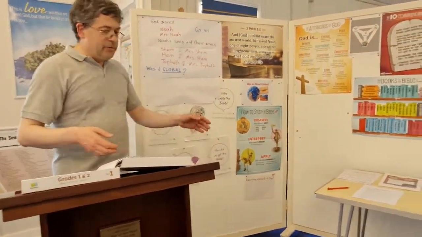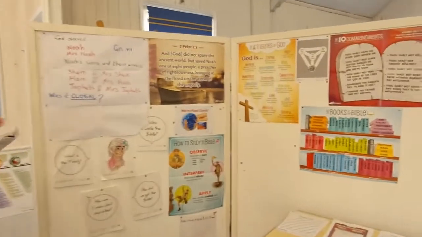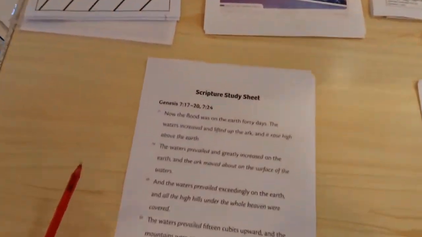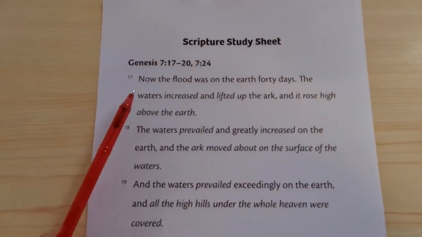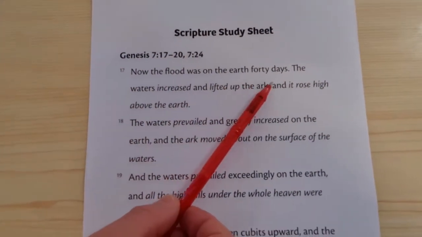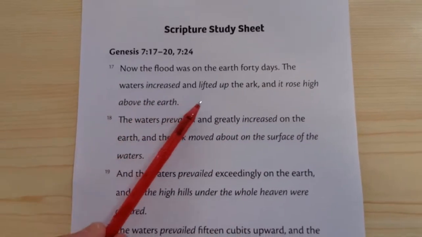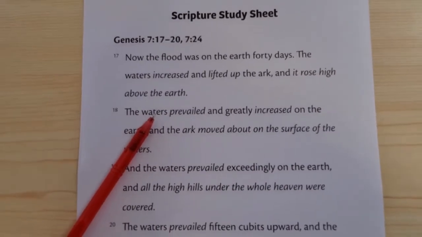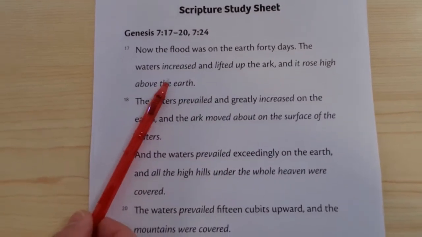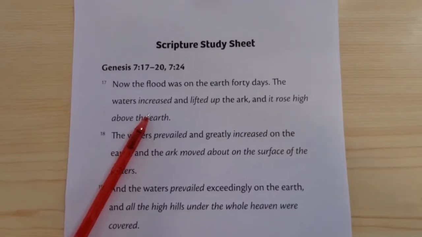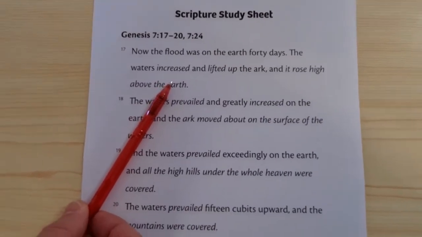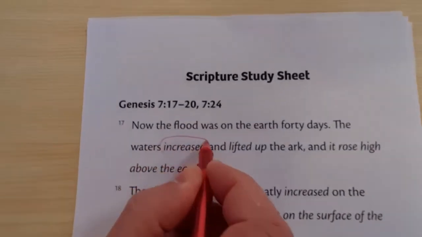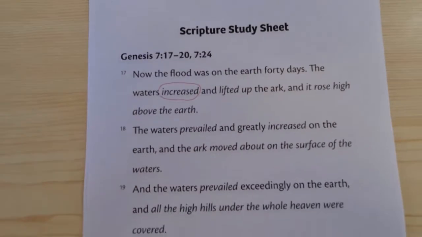So let's start with our study sheet again. If you go over to it. So let's look at verse 17 first. If you want to read that with me. So now the flood was on the earth 40 days. The waters increased and lifted up the ark, and it rose high above the earth. So what does increased mean here? You know that word, don't you? It means it got bigger and higher. There was more and more and more water. So we're going to circle increased. That's what that means. Okay, the waters increased.